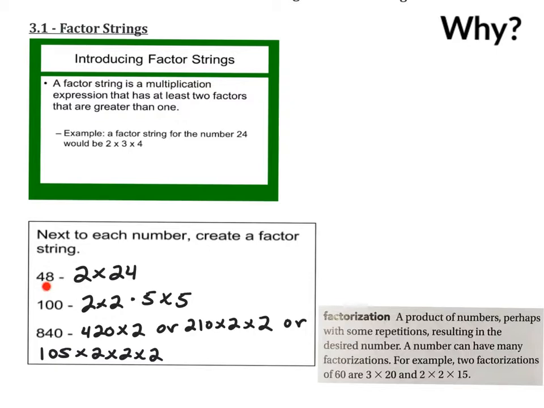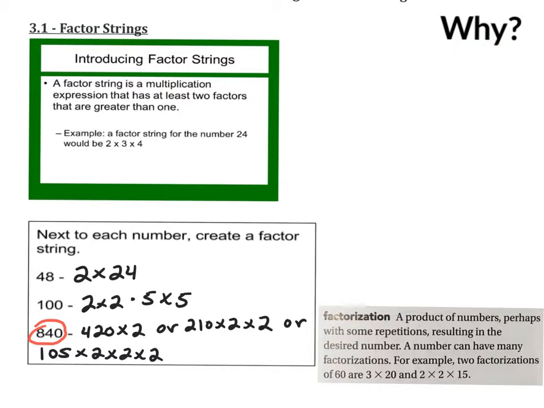I just did a pair for 48, 2 times 24, and obviously there could be others. For 100, 2 times 2 is 4, 4 times 5 is 20, 20 times 5 is 100. And then 840. Remember this number because this is going to be your lucky number for this game. There are lots of different ways we can get 840. Here was one way, I used a factor pair, 420 times 2, or we could say maybe 210 times 2 times 2, or 105 times 2 times 2 times 2. They will all give you 840. So keep 840 in mind.